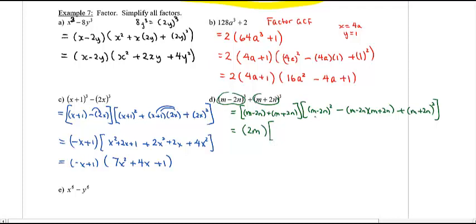And now here, we can expand this out. m squared minus 4mn plus 4n squared. Here I'm going to distribute, I know this is a difference of squares, so that's just m squared minus 4n squared. And then over here another perfect square, m squared plus 4mn plus 4n squared.